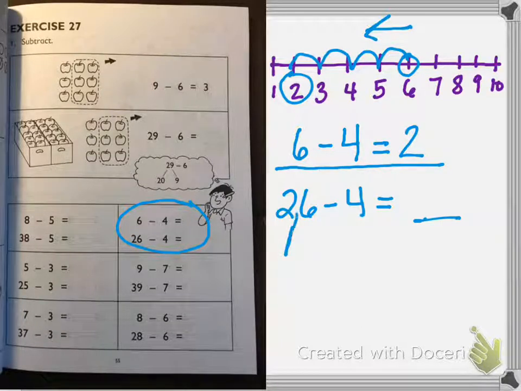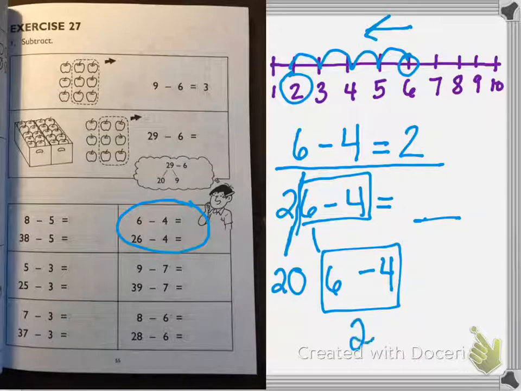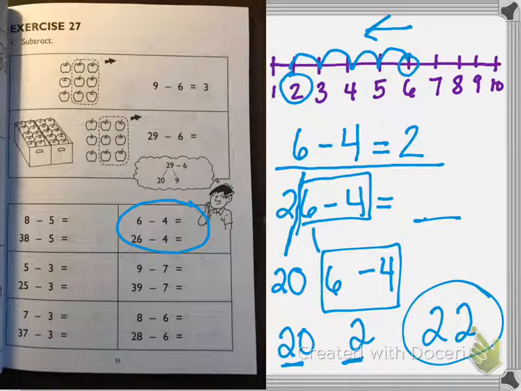If we divide the 26 into 2 tens, which make 20, and 6 ones, then we have the same 6 minus 4 and the same 6 minus 4, we have 20 and 2, which is 22. Is that the answer you got? If 6 minus 4 is 2, then 26 minus 4 is 22.